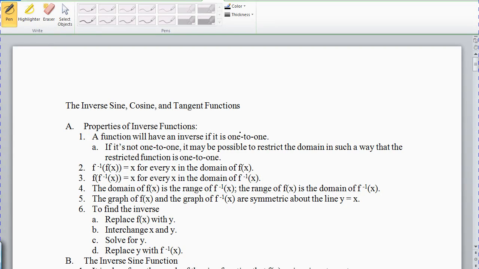The inverse sine, cosine, and tangent functions. Now what we need to do first is talk about inverse functions from algebra. First thing we need to check is if they're one-to-one. What that means is, if they're one-to-one, they pass the horizontal line test.